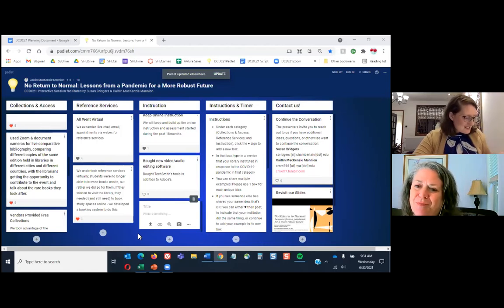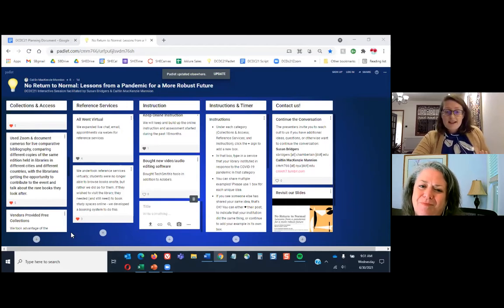Yeah, and I see someone else has mentioned here on the Padlet that they actually found that some of their one-on-one or one-to-one student appointments became much longer because students did want to talk about their learning experiences as well as their library and information literacy-based questions.